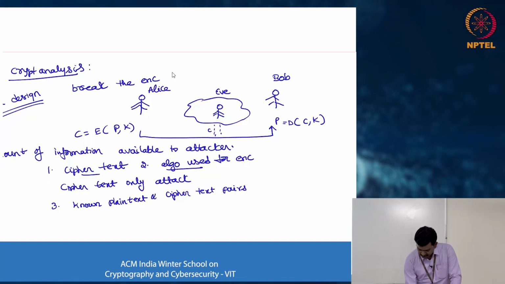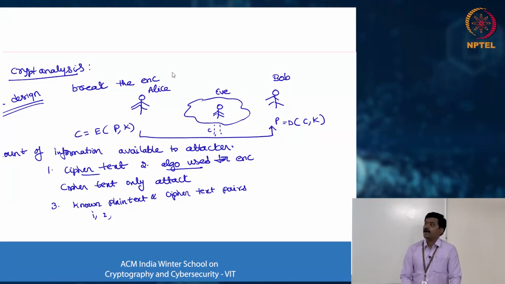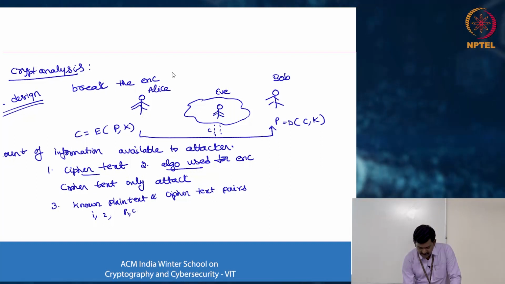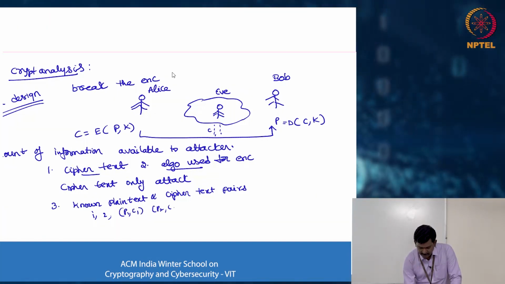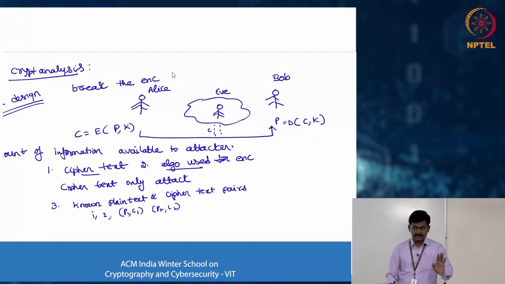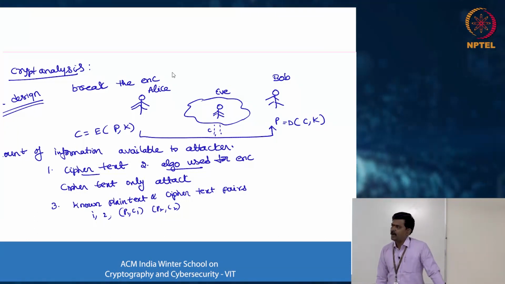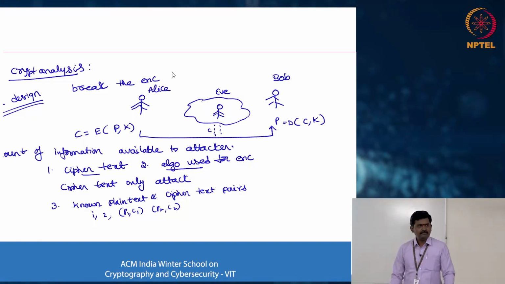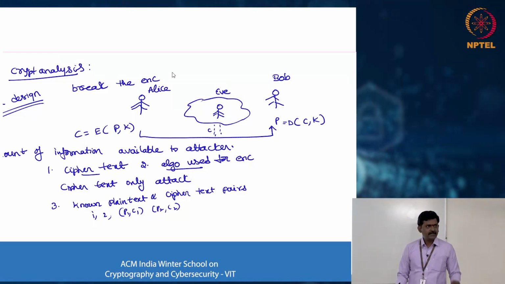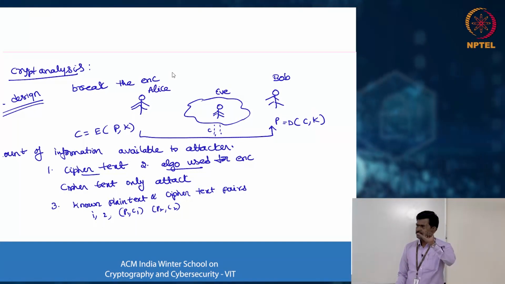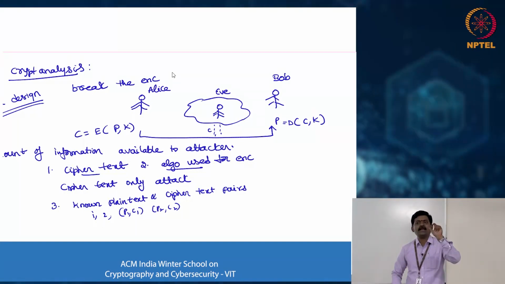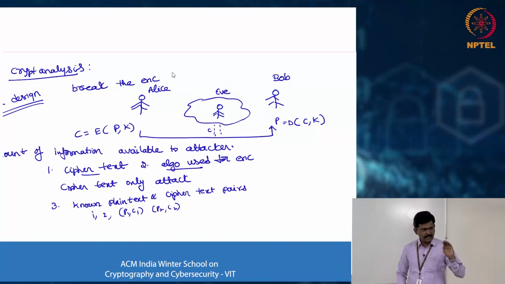So what is that information? 1, 2, that means the algorithm, cipher text, algorithm, and some combinations. What are the combinations? Some P1, C1, some P2, C2, not all combinations. How do you know? Eve knows that Alice is sending the message to Bob. Eve knows ciphertext. Eve knows the algorithm. With that information, Eve is making the attack. It is called ciphertext only attack.